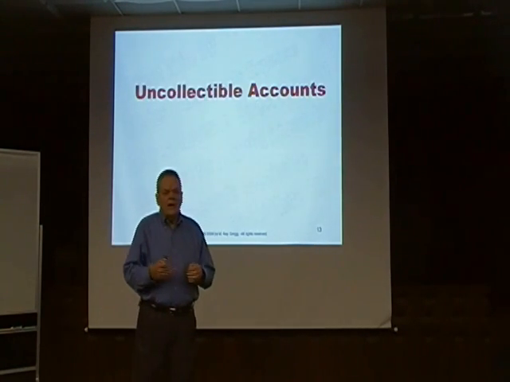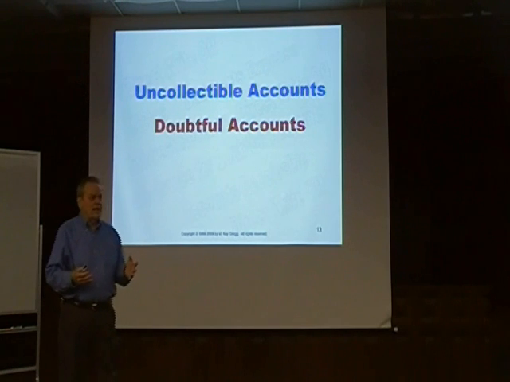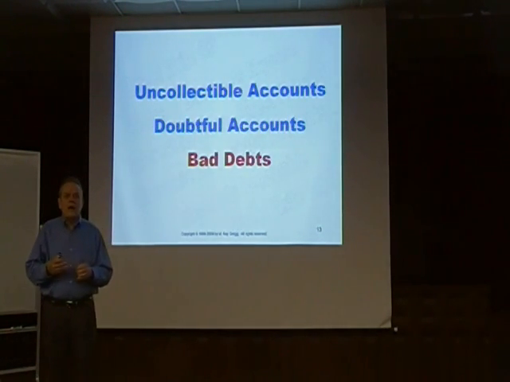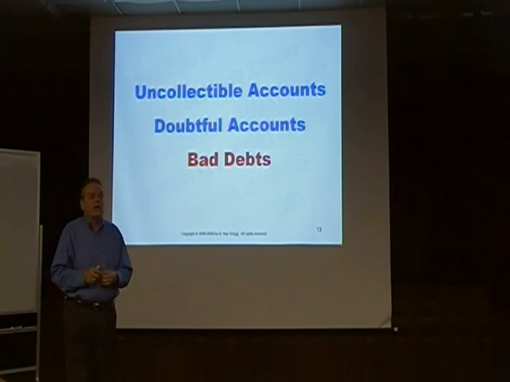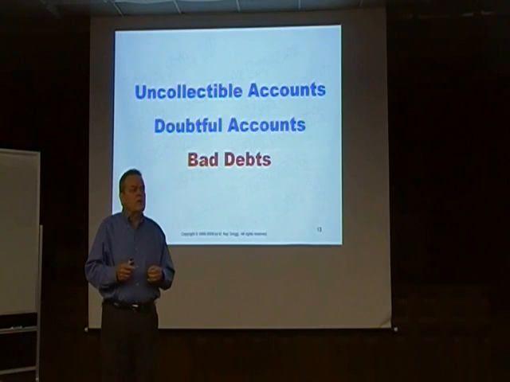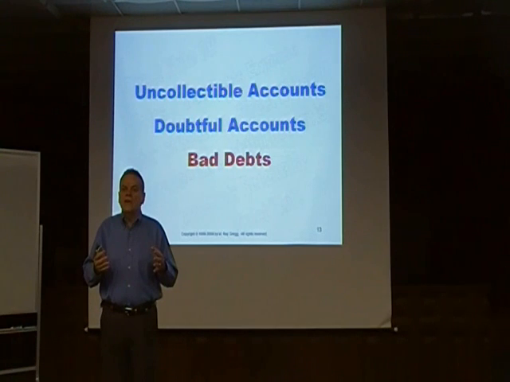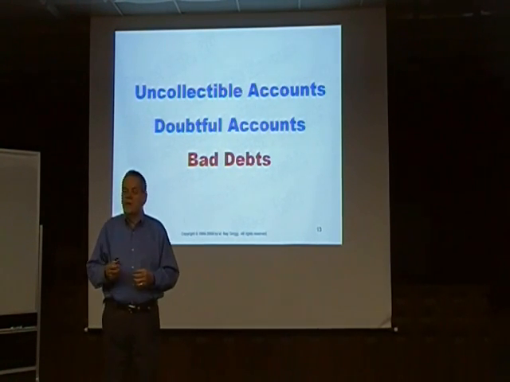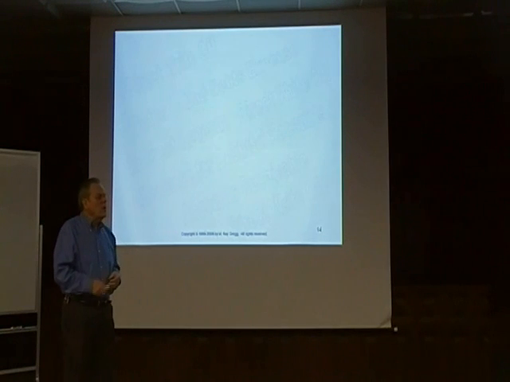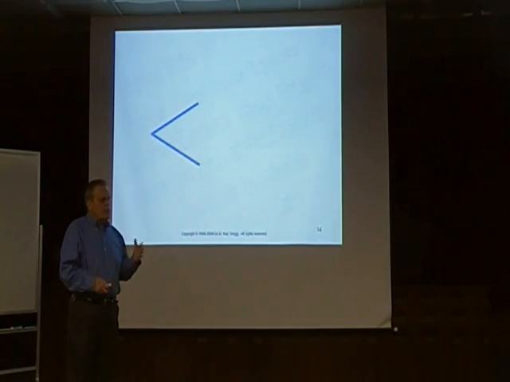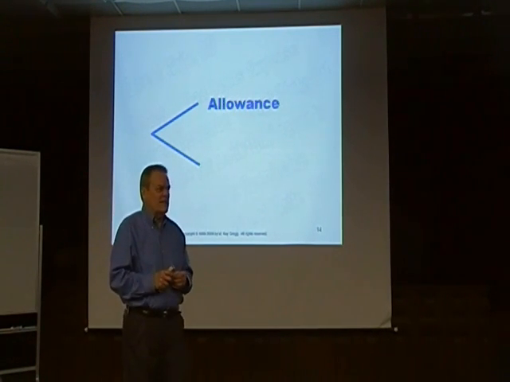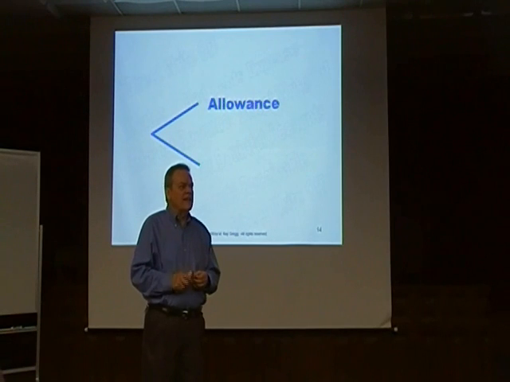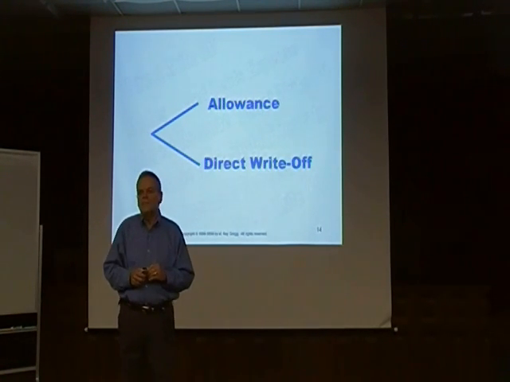So let's talk about uncollectible accounts, or doubtful accounts, some people call them, or the most common name given for them is simply bad debts. When we extend credit to customers, we know some customers are not going to pay us. How are we going to solve the problem of them not paying us? There are 2 possible ways that we can account for this. They are called the allowance method and the direct write-off method.